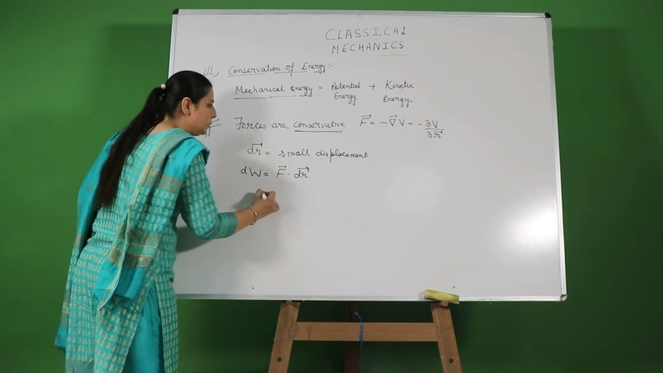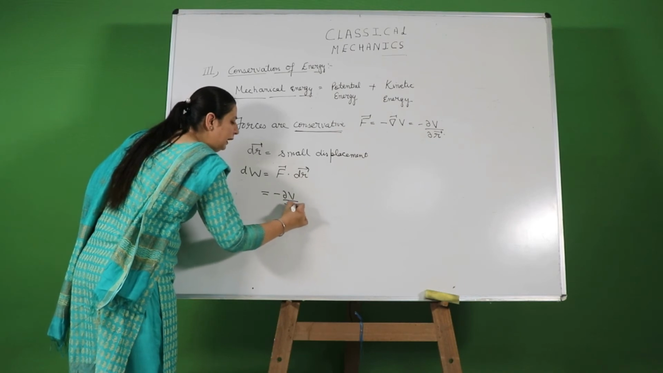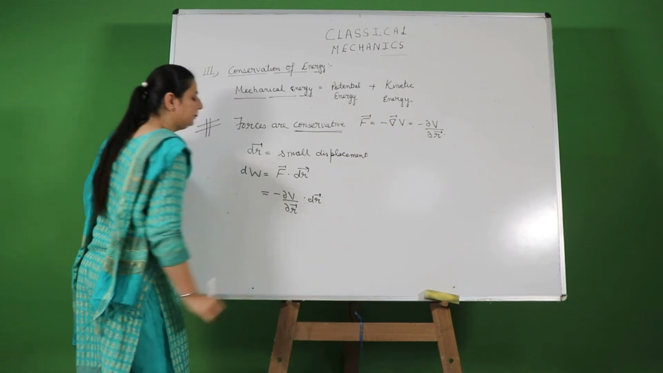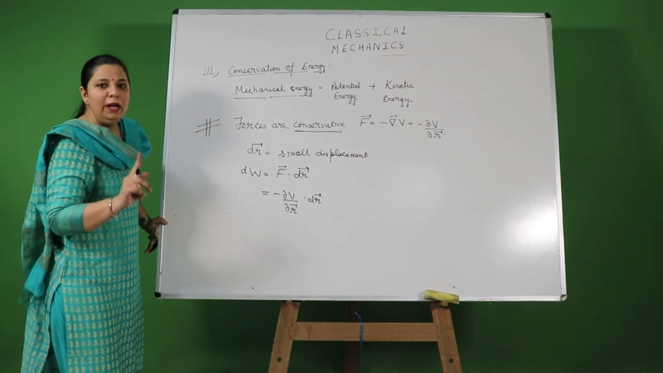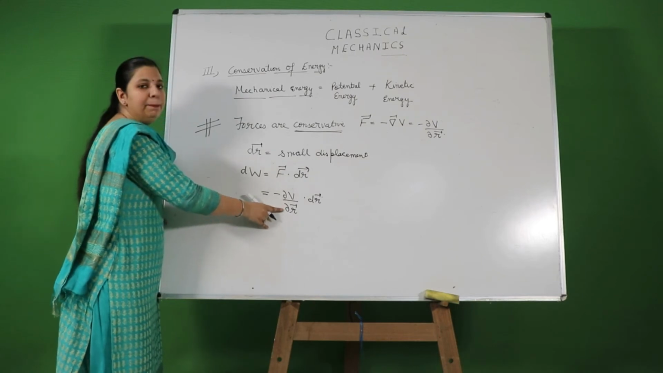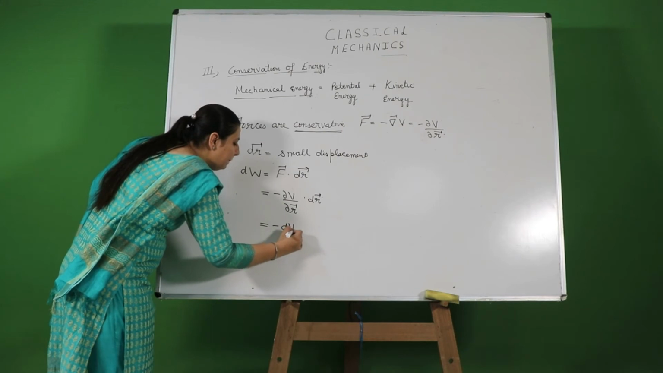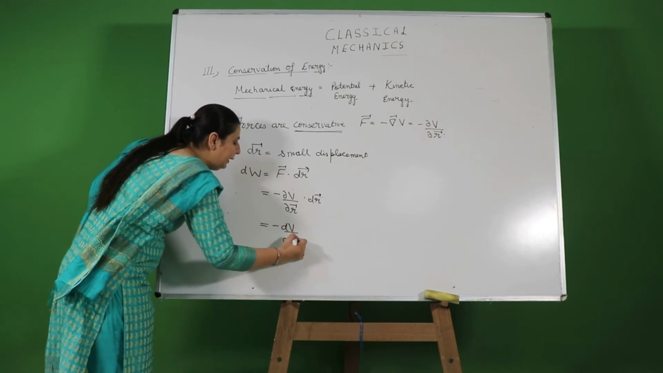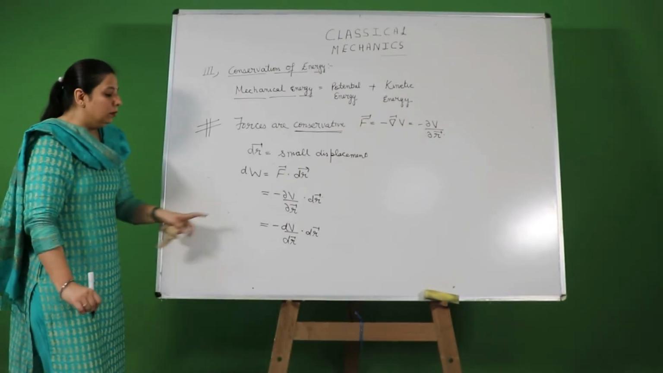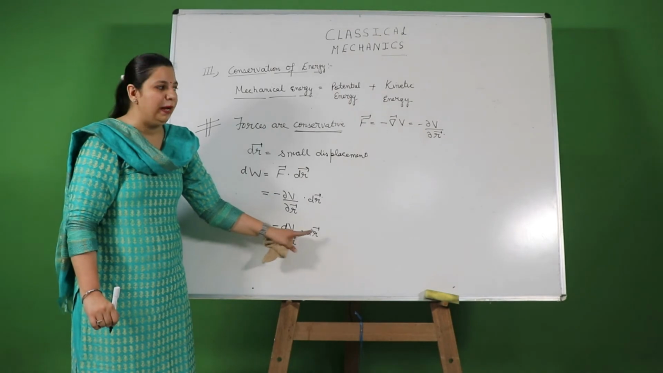Substituting the value of force. What is force? Minus ∂V upon ∂r dot dr. As there is only one variable, position, that is r, instead of writing the partial derivatives, I can simply write it as minus dV upon dr dot dr. Okay. Now there is a derivative with respect to dr and a dot product with respect to dr.